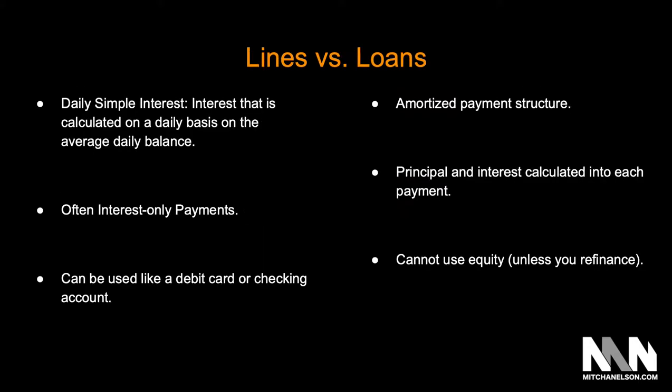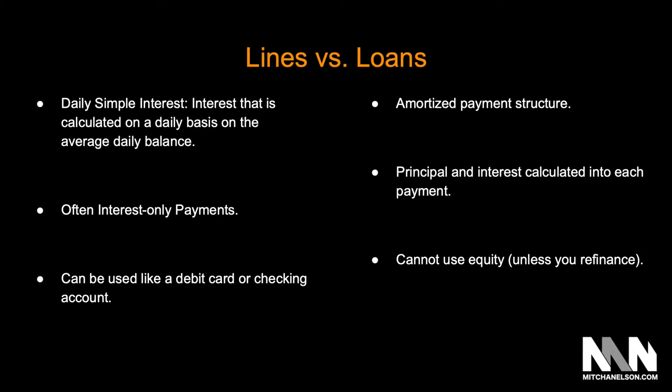So with that said, let's dive in and talk about some of the differences between lines and loans. On the line side, lines are daily simple interest. That is interest calculated on a daily basis on the average daily balance. We use this to our advantage because, as you saw in Module 2, if we're dumping our whole paycheck into the line of credit, that significantly lowers the overall balance of debt, and immediately we start seeing the effects of that.